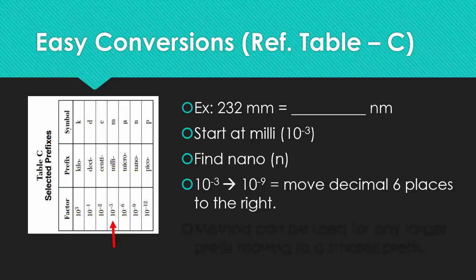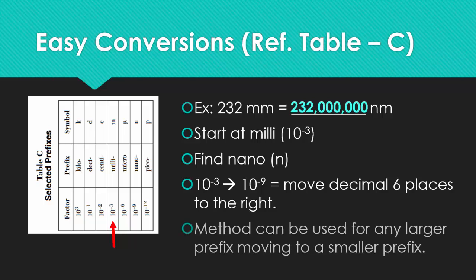So our new number is going to be... Hold on, is it going to be a big number or a small number? Well, if you're moving it to the right, it's going to be more zeros. So technically a large number. It's going to be huge. So it's going to be 232 and then 000000, or 232 million nanometers. Just know that every time you move the decimal, you add a 0 when it's becoming a bigger number. And this method can be used for any larger prefix becoming a smaller prefix.